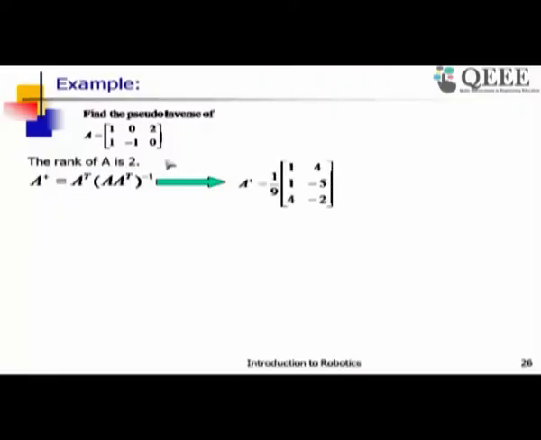This is an example for pseudo inverse. If A is [1 0 2; 1 -1 0], the pseudo inverse is obtained as 1/9 times [1 4; 1 -5; 1 4; -2...]. So it was a 2 by 3 matrix, and now you are getting a 3 by 2 matrix as the pseudo inverse of A. And this is normally used in control of the robot also.